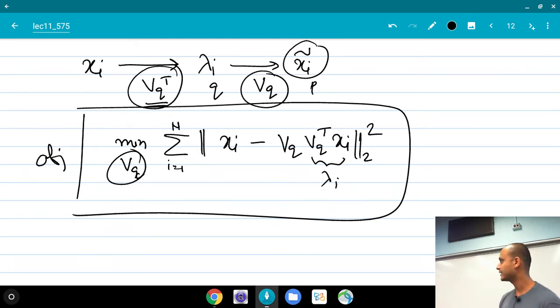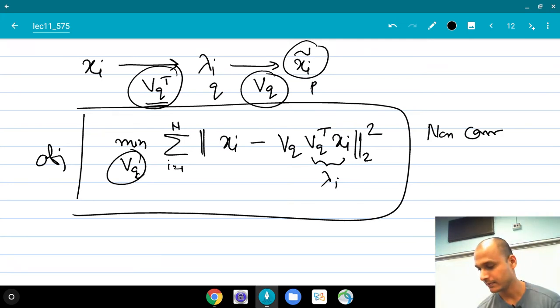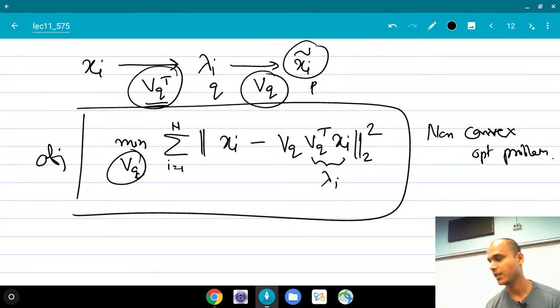And it turns out that this is a messy problem, right? Think of VQ as a decision variable; it has a bunch of decision variables, all the numbers that I need to fill in to define that matrix. It's getting multiplied by all the numbers transposed. So it is going to be a product of numbers and so on, so it's a messy optimization problem. This is actually a non-convex optimization problem.